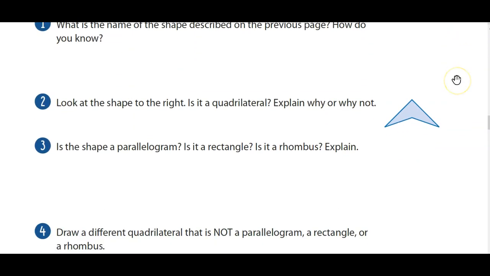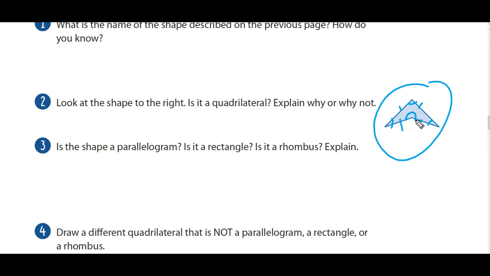Look at the shape to the right. Is it a quadrilateral? This one right here. Does it have 4 sides? Let's see. 1, 2, 3, 4. Yes. Does it have 4 angles? There's one here, one here, one here, and this is an angle right here. It's more than 180.